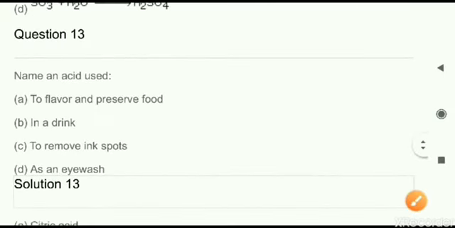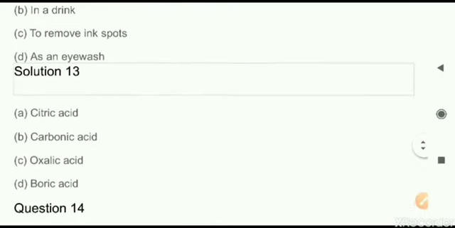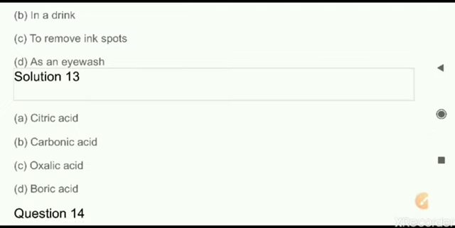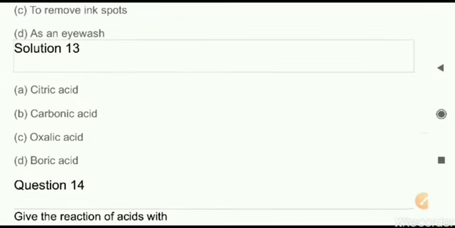Question number 13, name the acid used to flavor and preserve food in a drink, for removing spots, and as an eye wash. All these acid names are written there. These are the different uses of different acids. A table has been mentioned in the book, on page 42. You have to learn that table, Table number 3.2.4 on page number 42, of different acids and their uses.